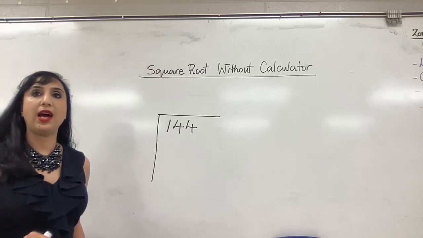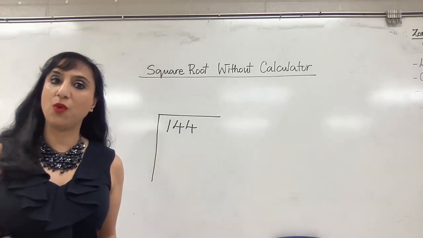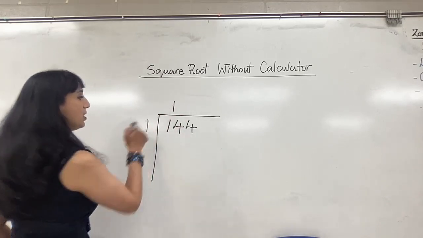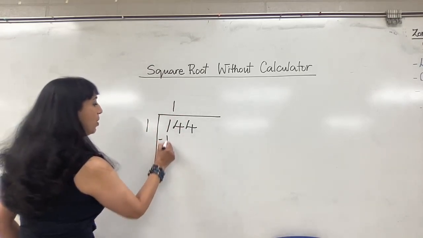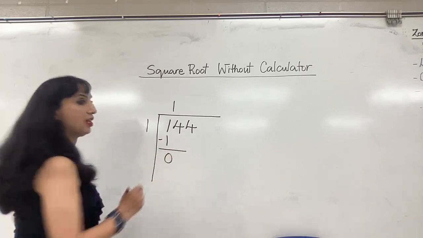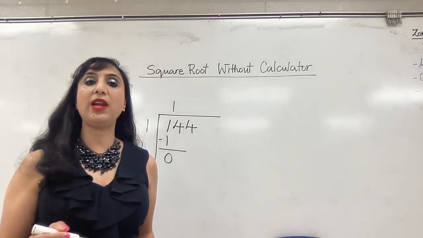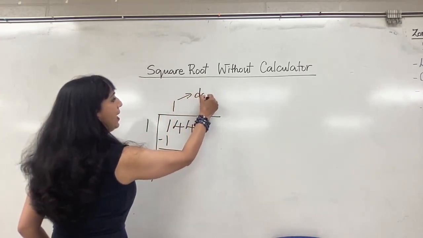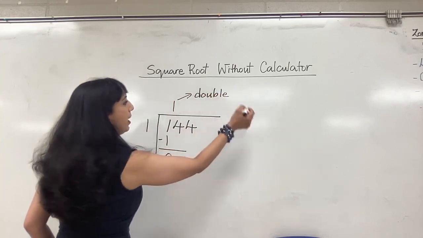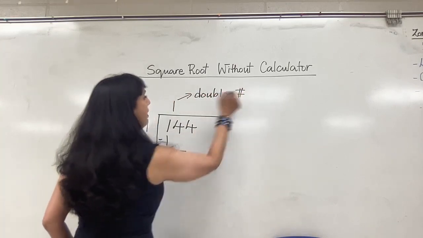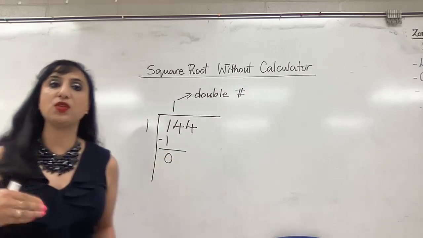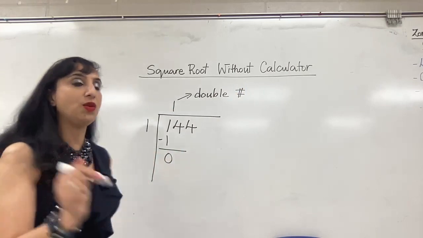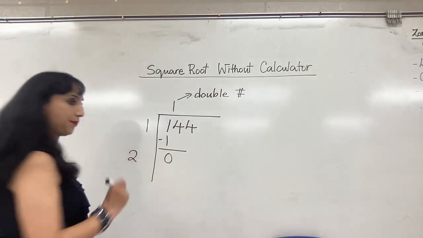I know that 1 times 1 gives me 1. So I'm working with the perfect squares: 1 times 1 gives me 1, which I subtract here, and I have 0. Now, take the number on the top and double it. Doubling 1 means 2 times that number, which becomes 2. So that 2 I'm going to place over here.